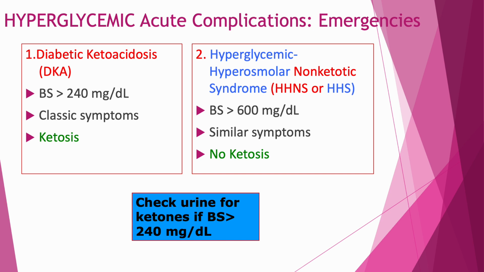So the liver metabolizes the fatty acids to produce two water-soluble types of ketones. The third type is the ketone acetone, but you don't have to know that. Now the other type, HHS, is when their blood sugar is way higher, but they don't have the ketosis. They're going to have similar symptoms, but they're also going to be dehydrated, and there's going to be an electrolyte imbalance. And that's why if a patient has a lot of ketones, you're going to smell that fruity breath in their mouth.